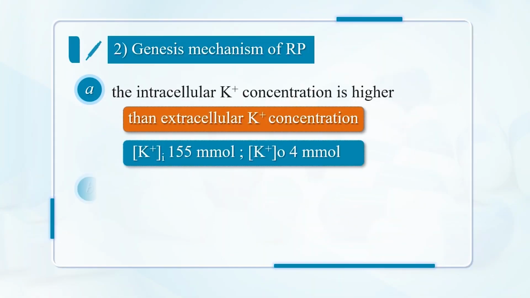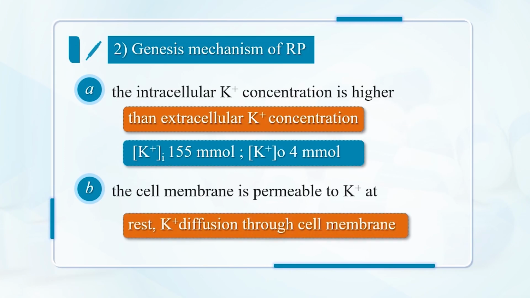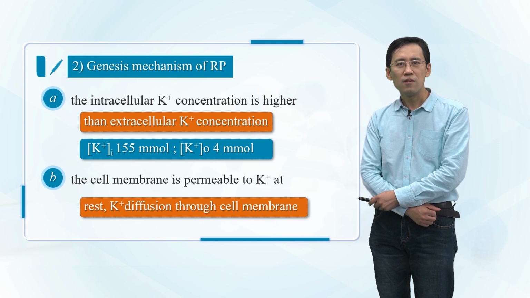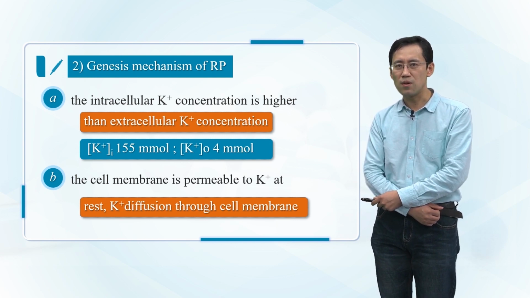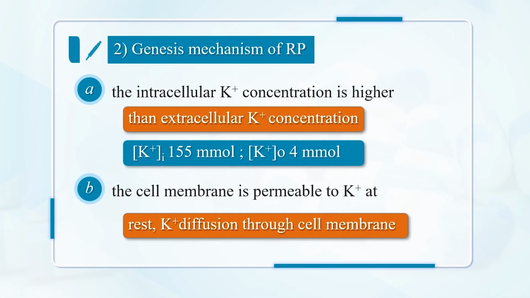It's very important to understand the genesis mechanism of the resting potential. First, the intracellular potassium concentration is higher than extracellular, so there's a concentration gradient. We know the intracellular concentration is about 155 millimolar, and extracellular only 4.